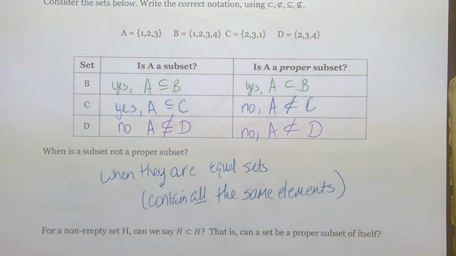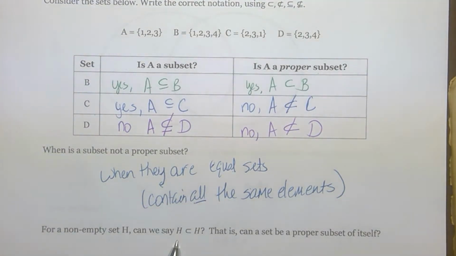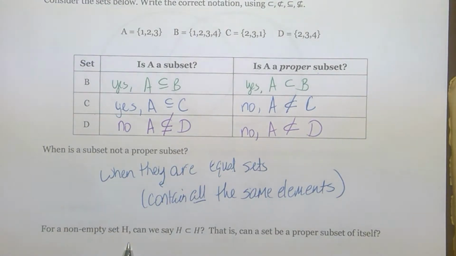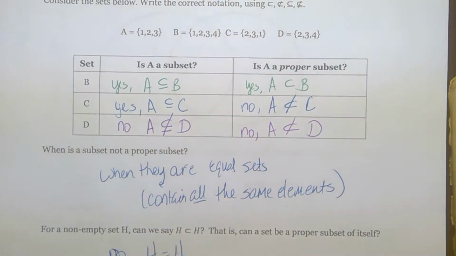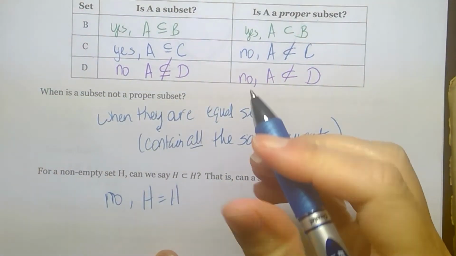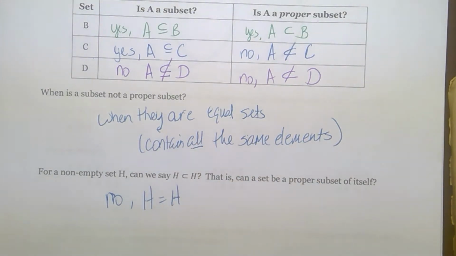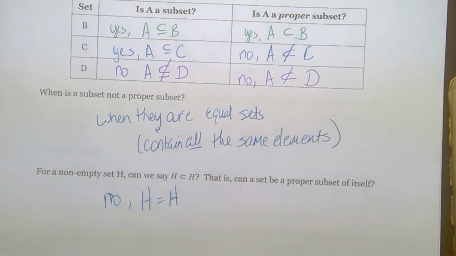For a non-empty set H, could we say that H is a proper subset of H? Non-empty just means it has elements. It's not the null set. So can H be a proper subset of itself? Well, no, because H is going to be equal to H, which means that it can be a general subset, but it can't be a proper subset.